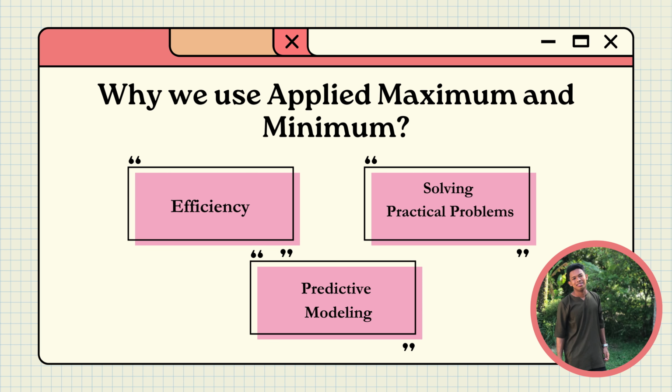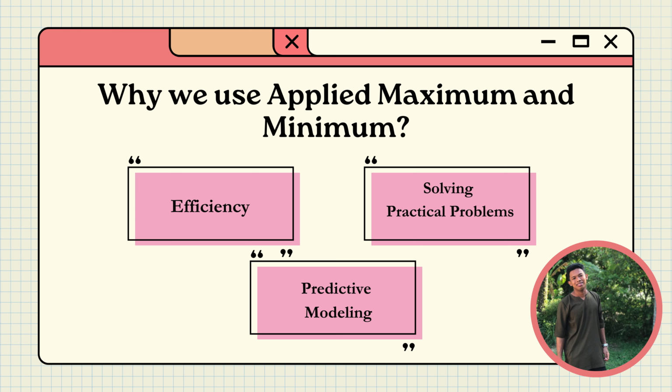Why do we use applied maximum and minimum in our daily life? Firstly, we use applied maximum and minimum problems for efficiency by identifying optimal solutions. It ensures resources, for example, time, money, materials, are used efficiently and effectively. Secondly, it's for solving practical problems where it helps us find the best possible outcomes, such as maximizing profit, minimizing costs, or optimizing efficiency. Other than that, predictive modeling, for example, helps in forecasting outcomes and understanding the behavior of systems by analyzing critical points.